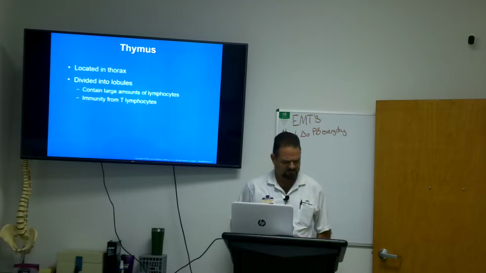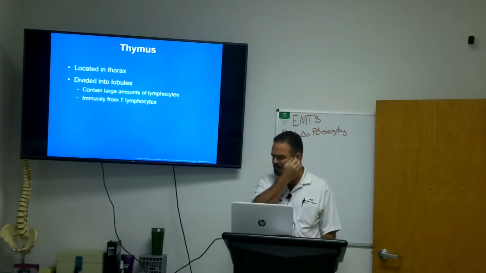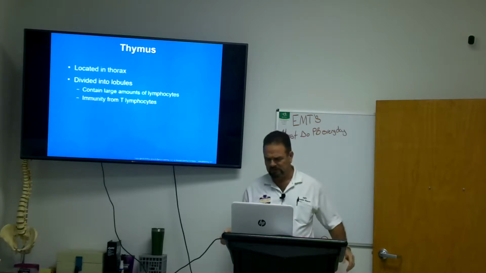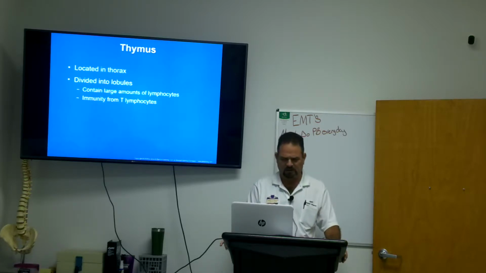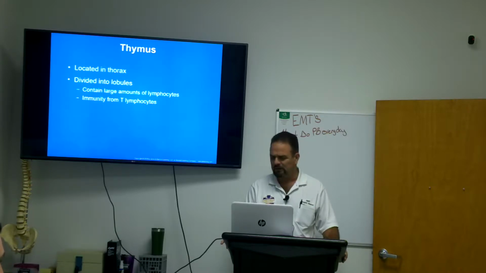Alright, so the thymus is located in the thorax, anterior to the aorta, and also posterior to the upper sternum. It is divided into lobes or lobules that are inward extending. They contain large amounts of lymphocytes, including primarily inactive thymocytes, as they're referred to. Some thymocytes mature into T cells, and T cells are what provide us our immunity.